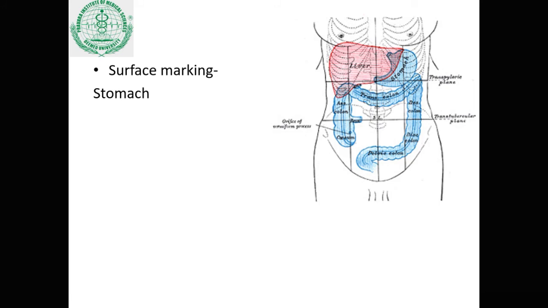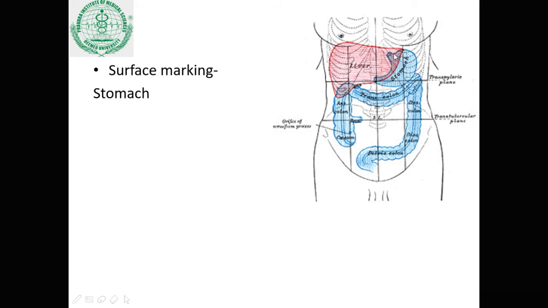Then the pylorus, draw the transpyloric plane. So this is the transpyloric plane. At this level lies the pyloric orifice. This is around 1.2 centimeters right to the median plane. So this is the level where the pyloric orifice is lying. Then the lesser curvature, join the cardiac orifice to the upper margin of the pylorus by means of a curved J-shaped line.